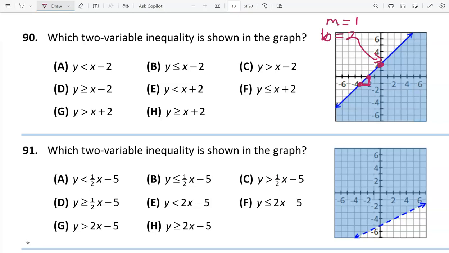Don't confuse the y-intercept with the x-intercept. The y-intercept is on the y-axis. So that means that the equation of the boundary line is y is equal to 1x plus 2. That eliminates some answer choices immediately. And next, we can also notice that the line is solid. If the line is solid, it is included, which means there is an or equal to.